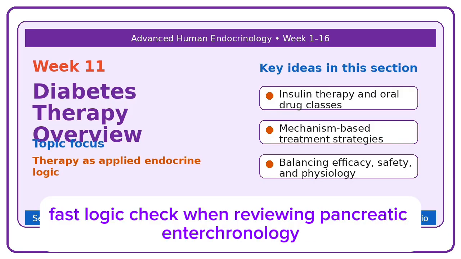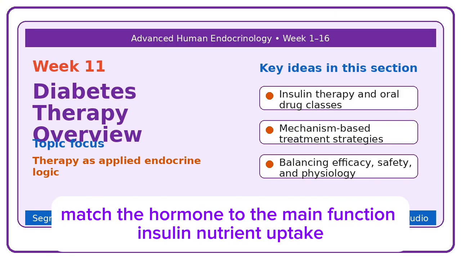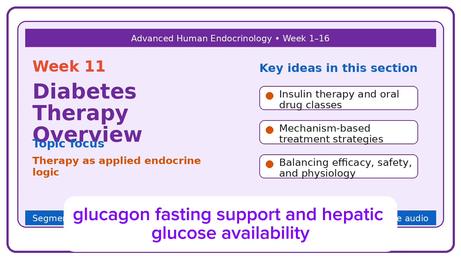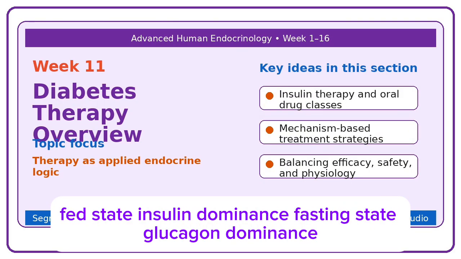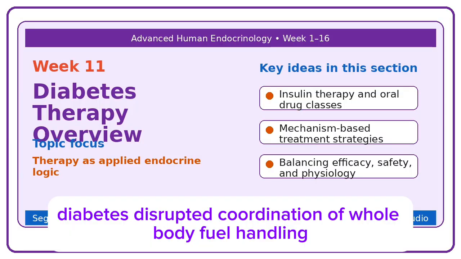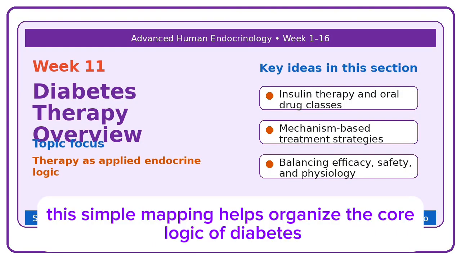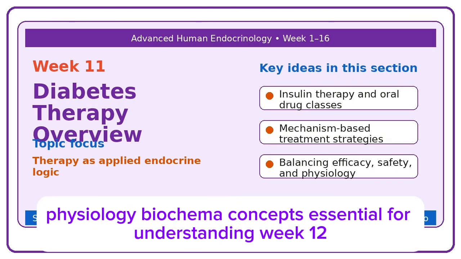13. Fast logic check. When reviewing pancreatic endocrinology, match the hormone to the main function: insulin, nutrient uptake, storage, and anabolic metabolism; glucagon, fasting support and hepatic glucose availability; fed state, insulin dominance; fasting state, glucagon dominance; diabetes, disrupted coordination of whole body fuel handling. This simple mapping helps organize the core logic of diabetes physiology.